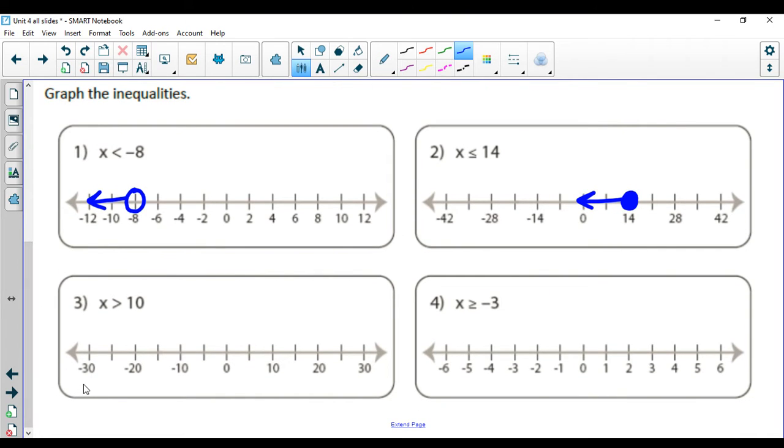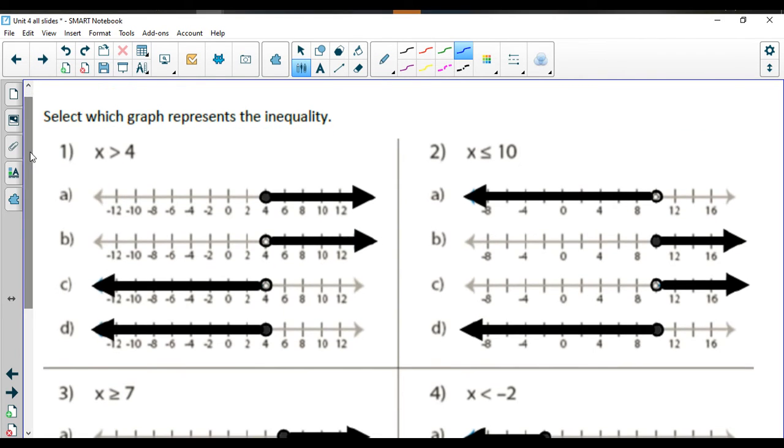In number 3, x is greater than 10. So 10 is my target number. It's an open circle, and I'm shading up to the right. In number 4, my target number is -3. X is greater than or equal to, so it's going to be shaded in, and greater than will shade up to the right-hand side.